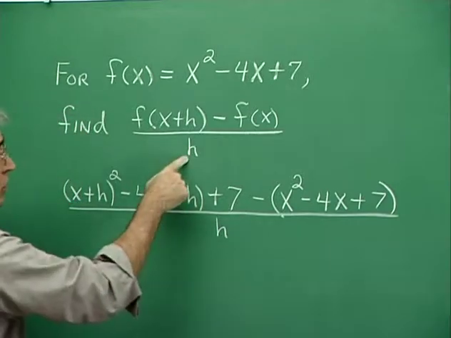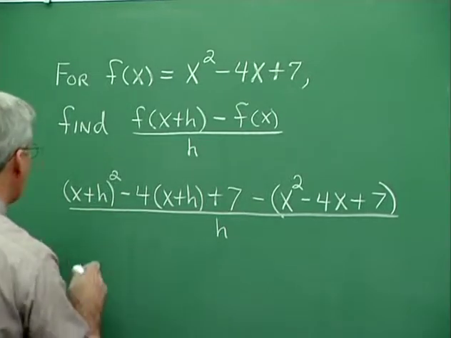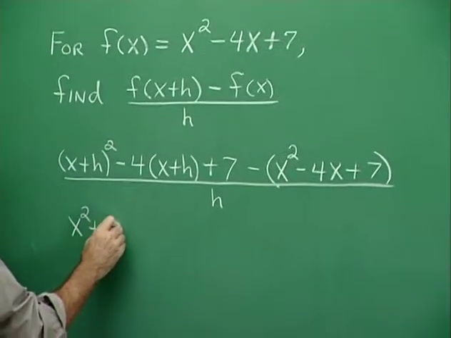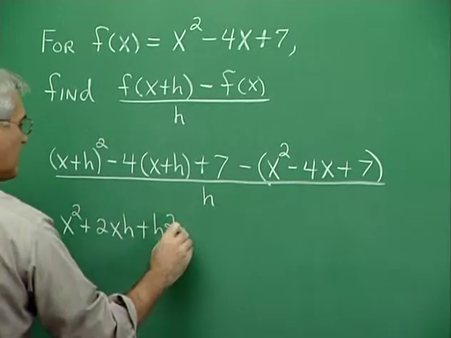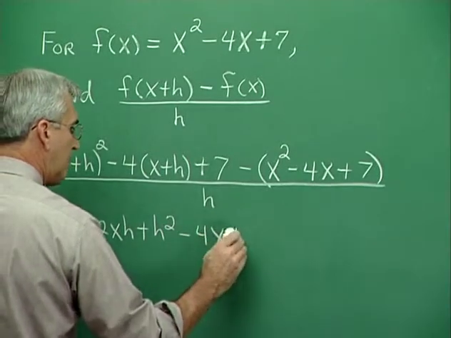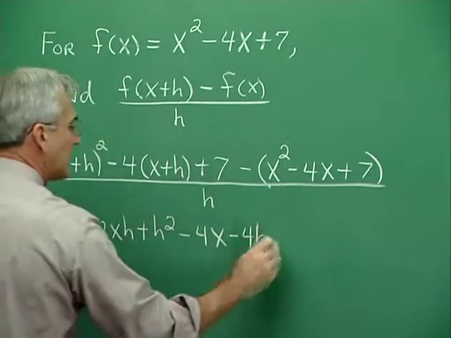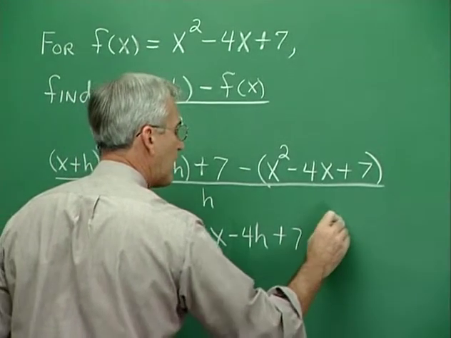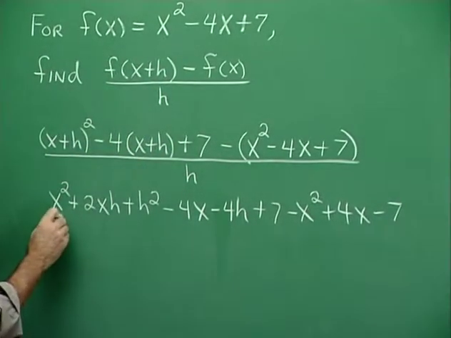Now notice, no function notation in this denominator. All we're doing is writing h. All right, all the action is in the numerator here. Let's see, x plus h squared, that's x squared plus 2xh plus h squared. Then minus 4 times x plus h is minus 4x minus 4h plus 7. And then minus all of this means change all those signs. We have minus x squared plus 4x minus 7. All of this is over h.